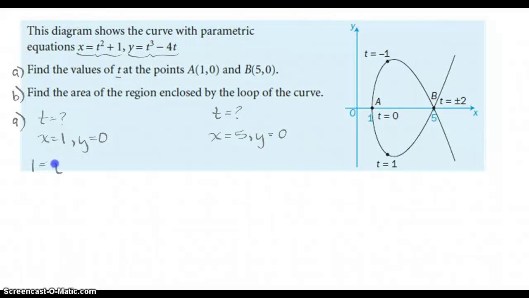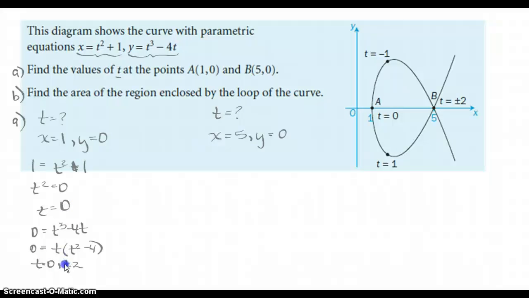When x equals 1, t squared plus 1 equals 1, let's subtract 1 from both sides, t squared equals 0. So t would have to equal 0. When y equals 0, we have t cubed minus 4t. We could factor a t out of there. That's t times (t squared minus 4). Set each of those factors equal to 0, and we get t equals 0 and plus or minus 2. So we have 3 different values here, either 0, positive 2, or negative 2. So that's for point A.